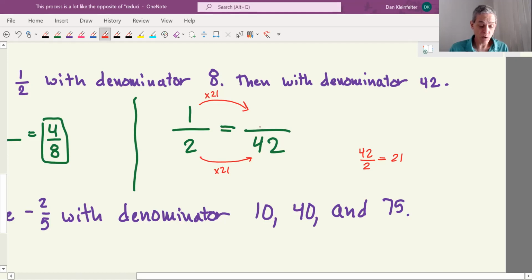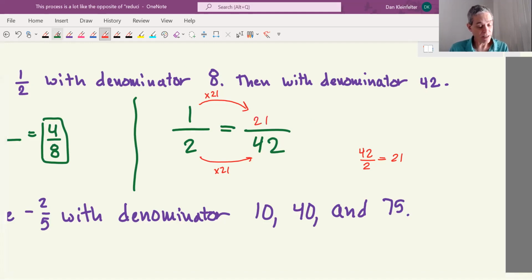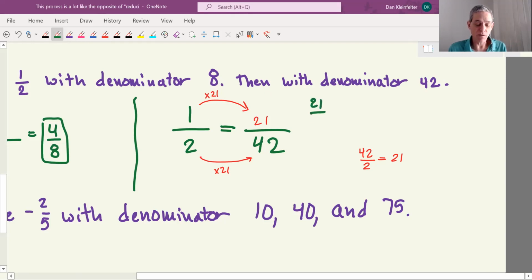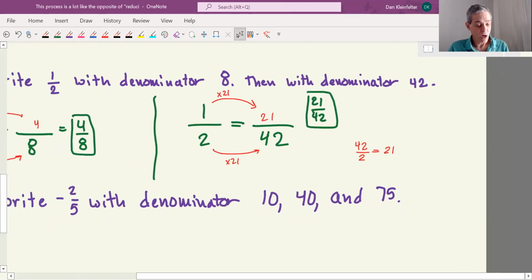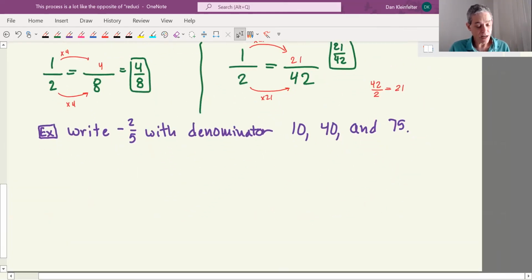So 1 times 21 is 21. And so our final answer here is going to be 21 over 42. And once again, I'd invite you to go ahead and at least mentally simplify that and ensure that you get the fraction that we started out with. All right, so now we're going to try this again.